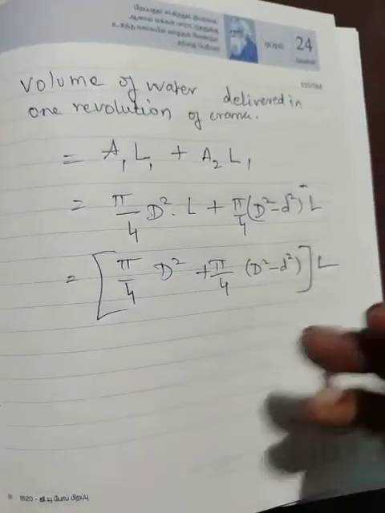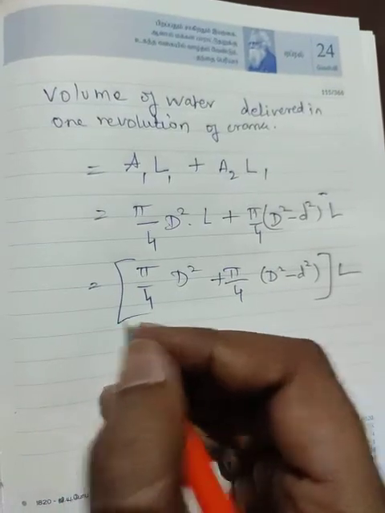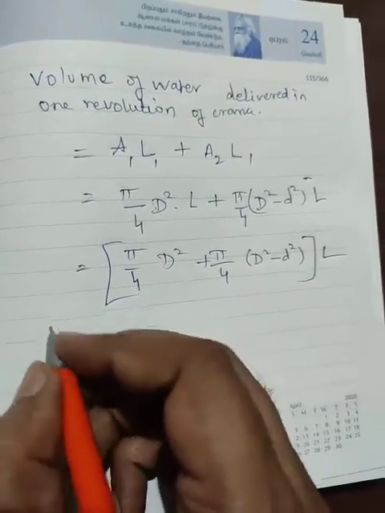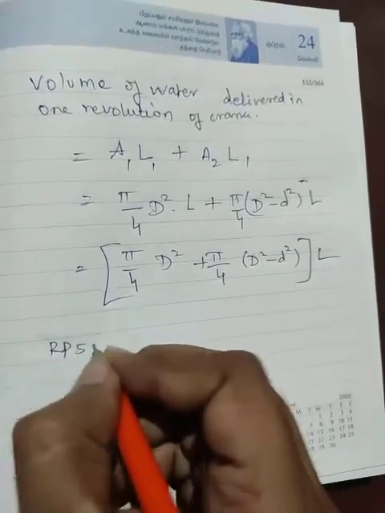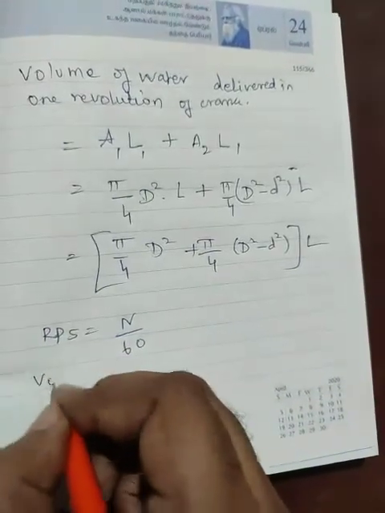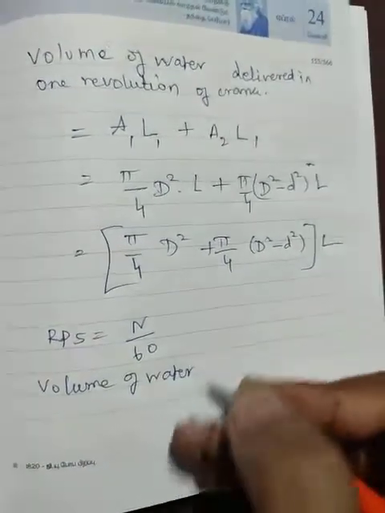We can simply take L as common outside. Finally we have this equation for calculating the volume of fluid supplied by the reciprocating pump for a single revolution. So for a single revolution, that is the volume.